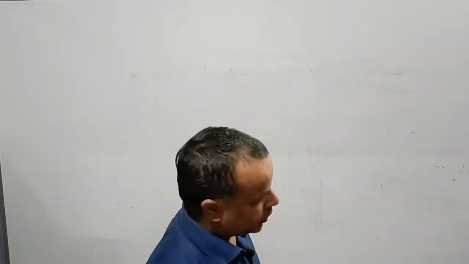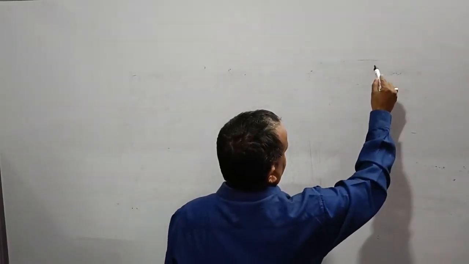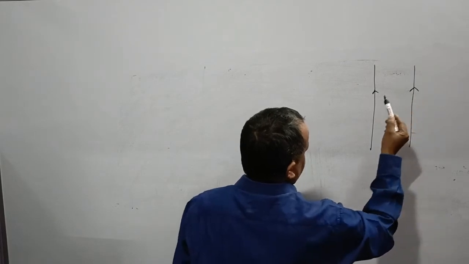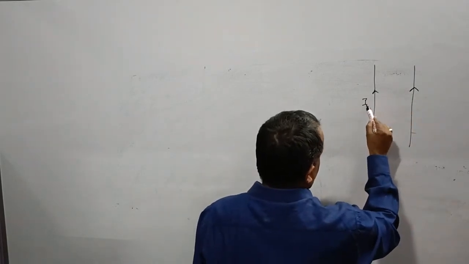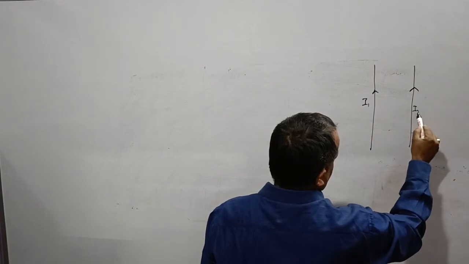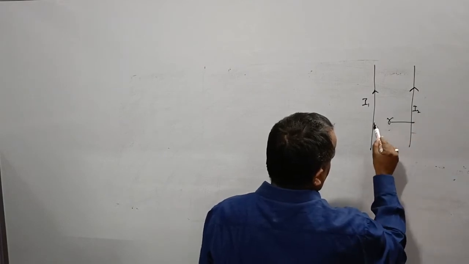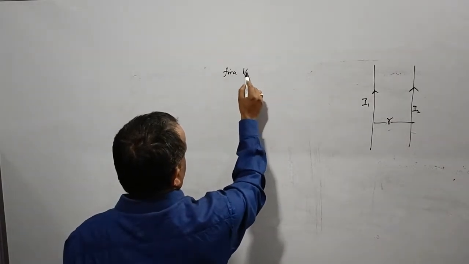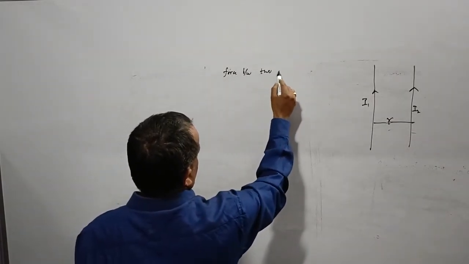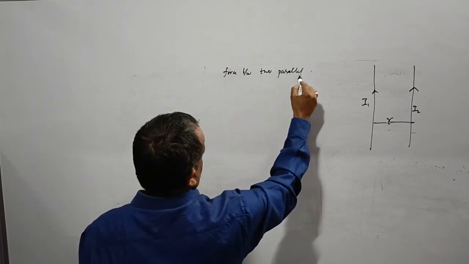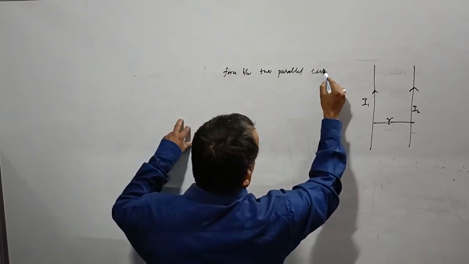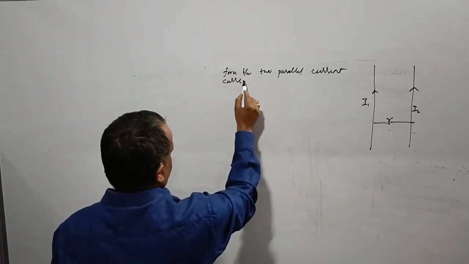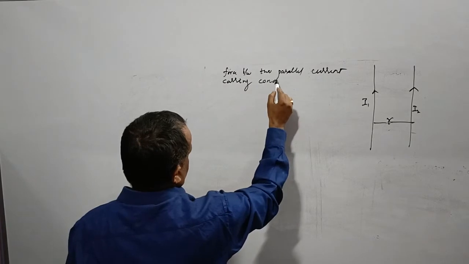We have to go for force between two parallel current carrying conductors. What is that? Let us suppose the current over here is I1, the current over here is I2, and the distance between them is R. The topic is force between two parallel current carrying conductors.